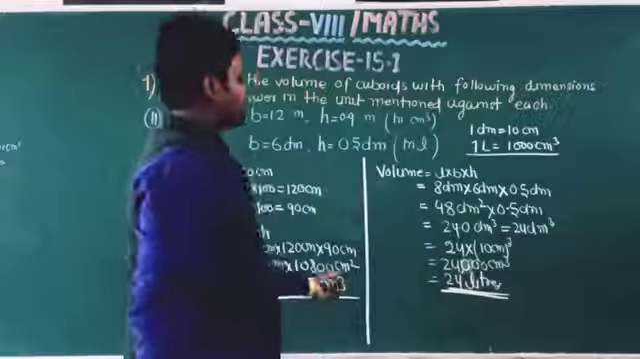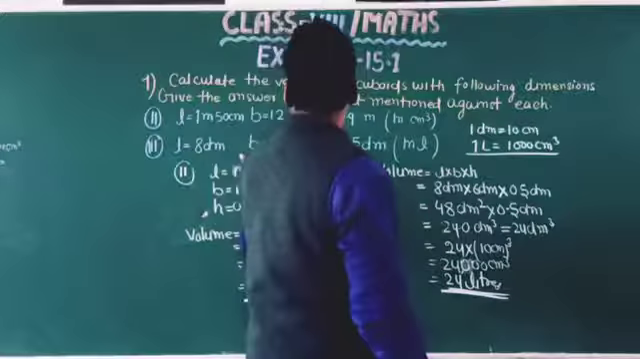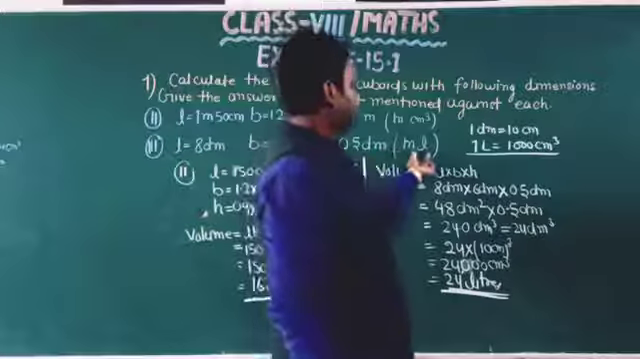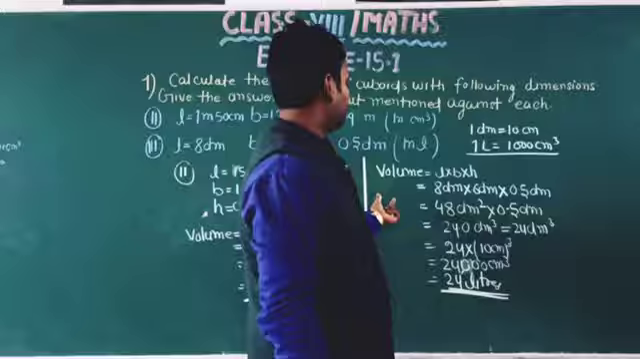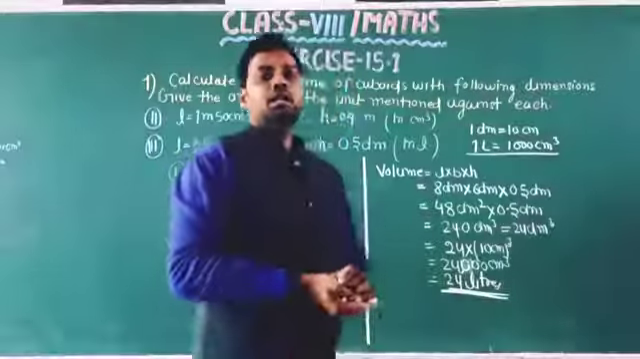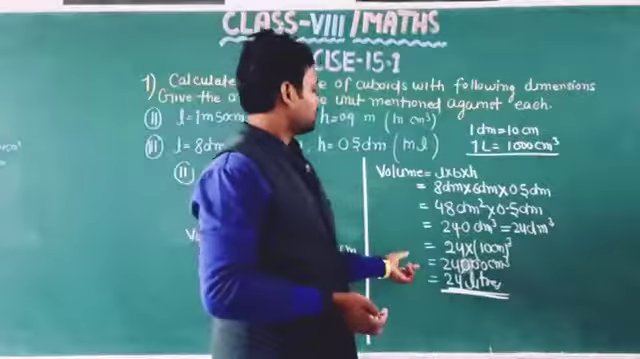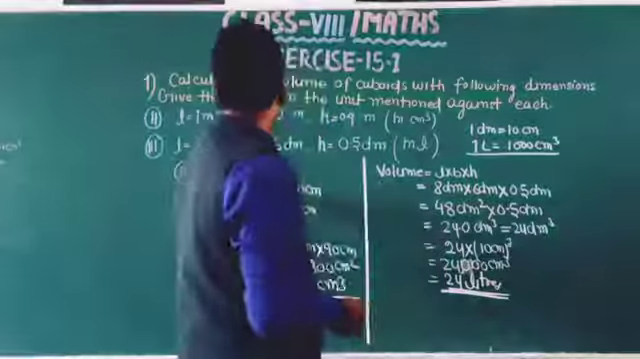So we have asked for volume in liter. So the volume of the cuboid in liter is 24 liter. So this is the answer of the third part.